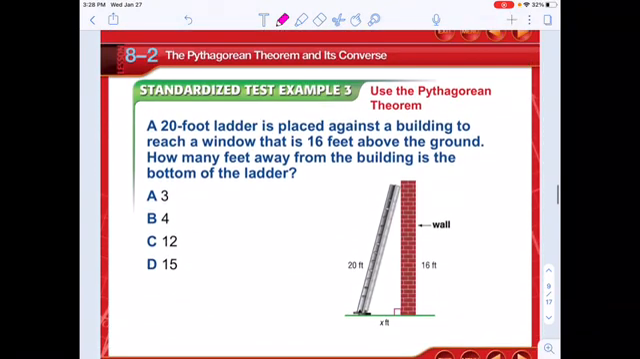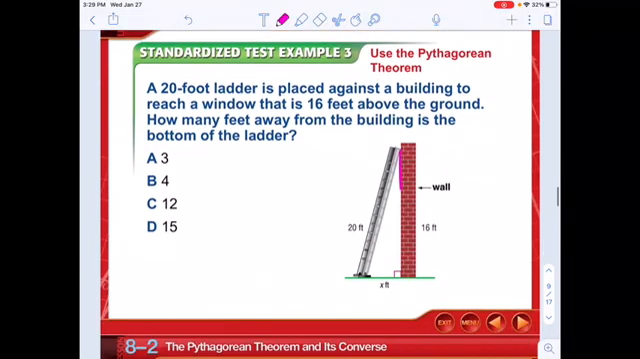Okay? Now we have a real-world problem. A 20-foot ladder is placed against a building to reach a window that is 16 feet above the ground. They have a nice picture for us. If there's not a picture, I would suggest a drawing. How many feet away from the building is the bottom of the ladder? So right here, we just simply have a triangle. We have a 90 degree. 20 is our hypotenuse. 16 is a side length. X is what we need to find.